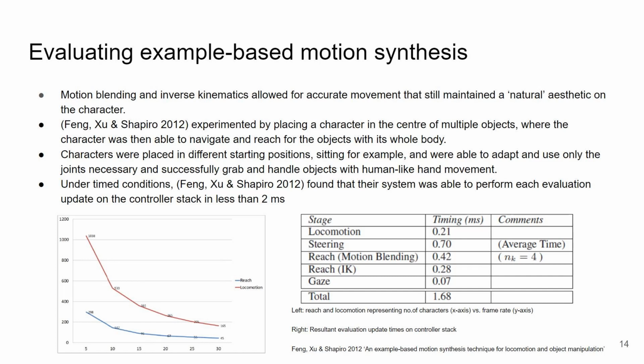Under time conditions, Feng Shui and Shapiro found that the system was able to perform each evaluation update on the controller stack in less than 2 milliseconds, and was able to handle many characters simultaneously, moving and manipulating objects while sacrificing very little frame rate as the number of characters increased.